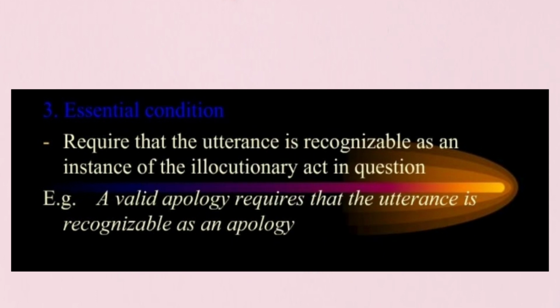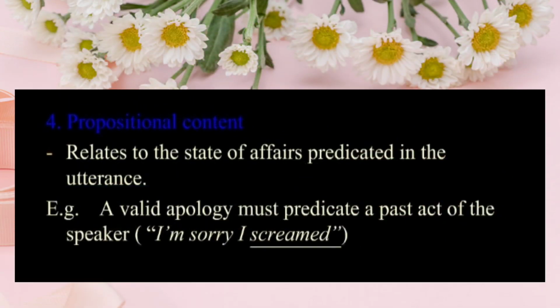Then we have the essential condition, which requires that the utterance is recognizable as an instance of the illocutionary act in question. A valid apology requires that the utterance is recognizable as an apology. So, this is where the speaker intends that an utterance be acted upon by the addressee. Then we have propositional content, which is related to the state of affairs predicated in the utterance, which requires participants to understand language, not to act like actors.